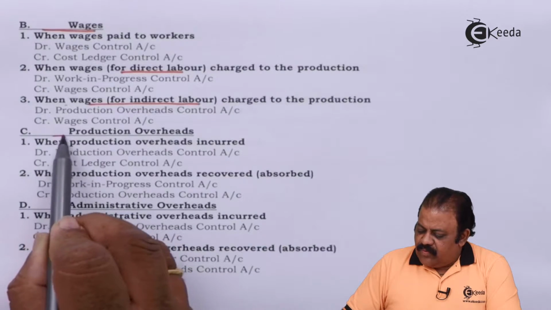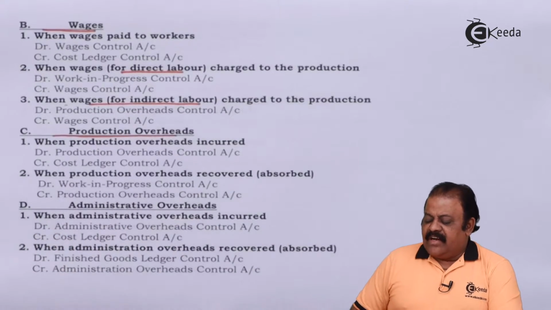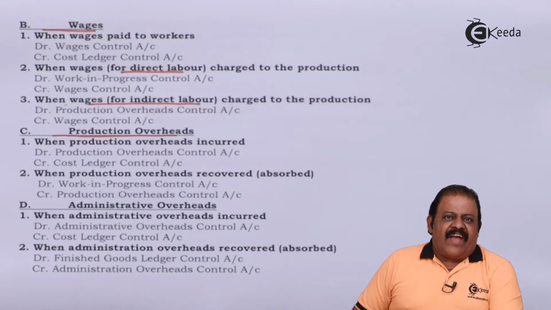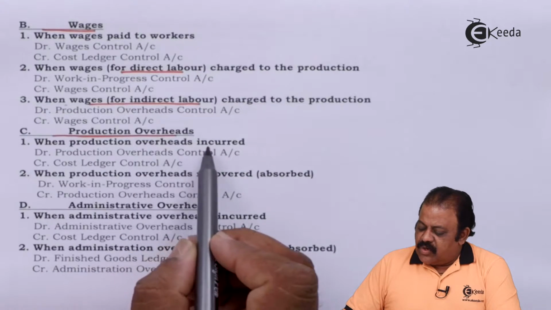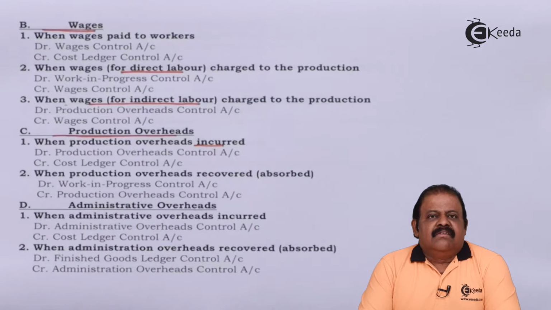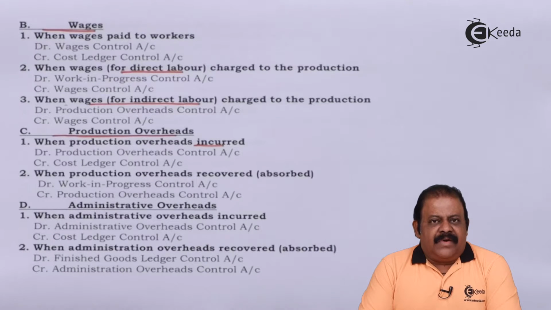Next, we shall look into the entries relating to production overheads, that is factory overheads. When production overheads are incurred, production overheads control account will be debited and cost ledger control account will be credited.